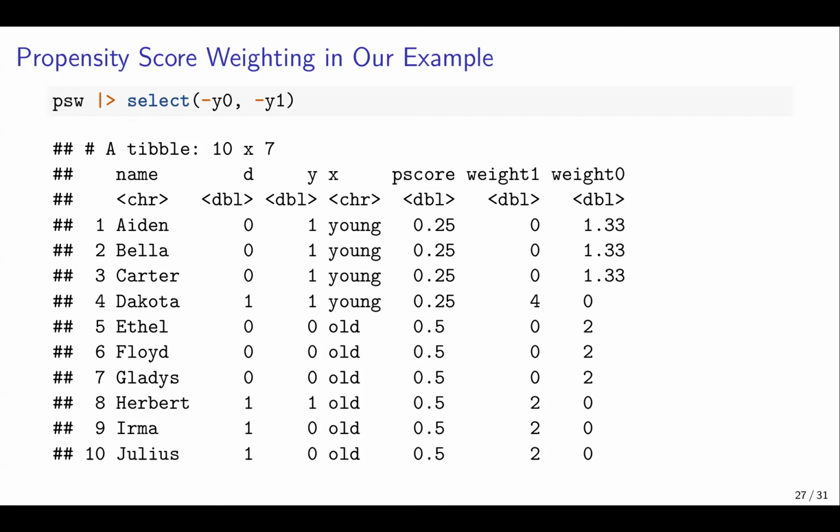We can go through the table for Ethel, Floyd, Gladys, Herbert, Irma, and Julius. And what we're going to see again is that these weights sum up to the number of people in the group. So we really are upweighting the young people who got the drug, and we are in some sense downweighting the old people, or rather we're upweighting the old people who did not get the drug.